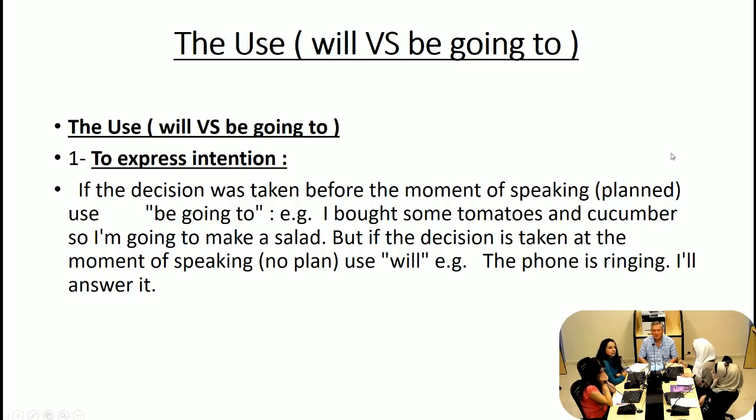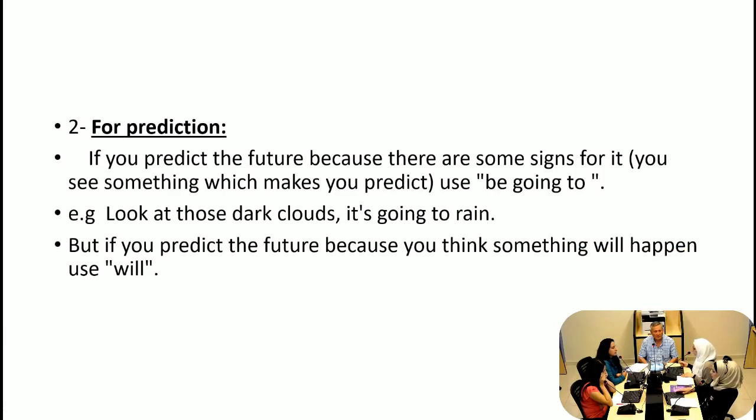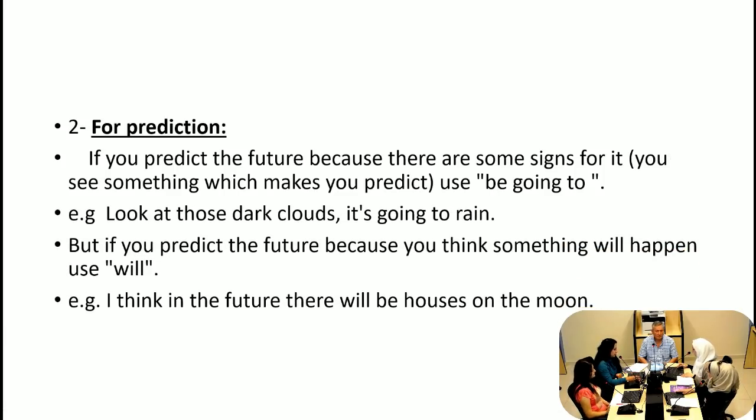Next, Miss Samahir. Prediction, yes. For prediction, if you predict the future because there are some signs for it, we mean by that you see something which makes you predict, we use, in this case, be going to. For example, look at those dark clouds, it's going to rain.